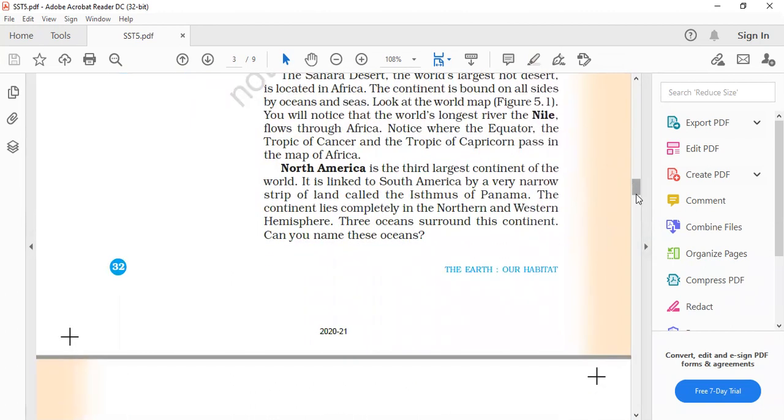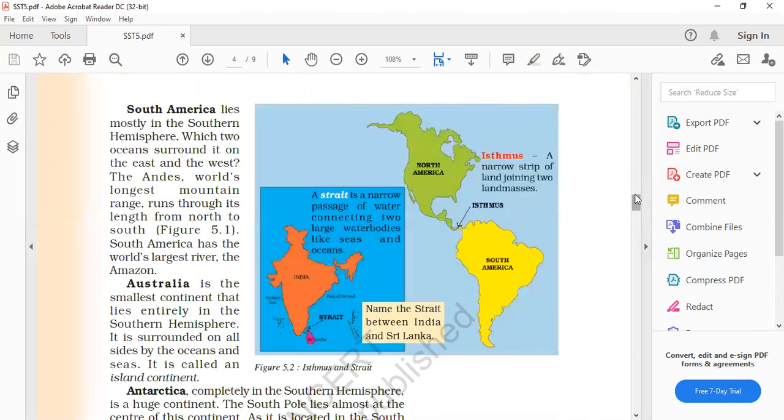Next come to this, that is South America, Australia, Antarctica, and here in the picture you get what is a strait. See, strait is here, that is the narrow passage of water connecting two large water bodies like seas and oceans, and then name the strait between India and Sri Lanka. So this is the strait and this is the isthmus. So what is this? This is the isthmus.